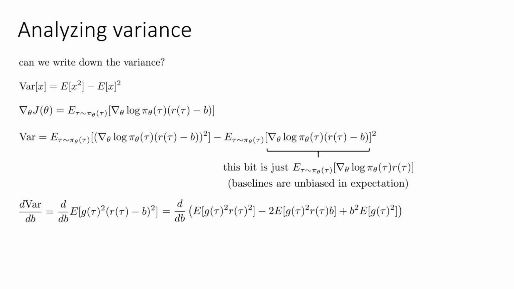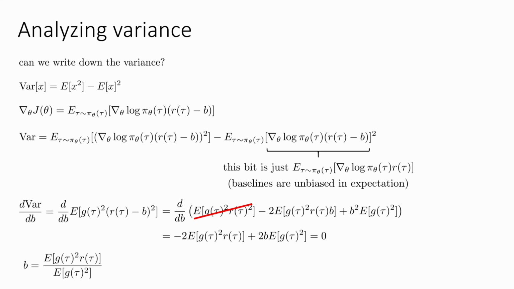So now let's look at the derivative of each of these 3 terms with respect to b. For the first one, it's 0, because there's no b in there. For the second one, it's linear in b, so it's just minus 2 times the expectation of g squared r. And for the third one, it's 2 times b times the expected value of g squared. And I'm going to set this derivative to 0 because I want to find the optimal b. So when I set it to 0, I just move the negative term to the right-hand side and divide by the first term, and I get an equation for b, which is the expectation of g squared r divided by the expectation of g squared.